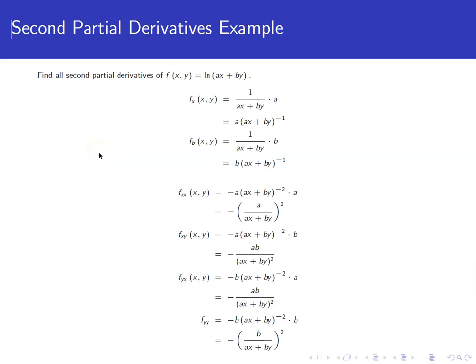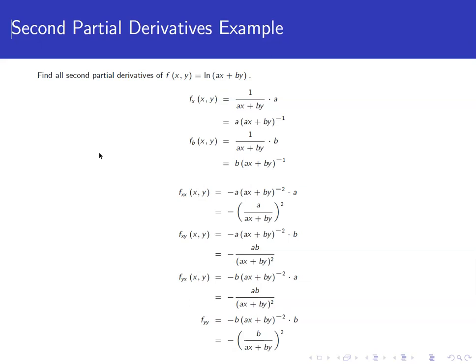In this video, we're going to look at an example of finding second partial derivatives. So we're given the function f of x, y equals natural log of ax plus by, and it asks us to find all second partial derivatives. Since we have a function of two variables, we would have two first partial derivatives. And then each of those is a function of two variables, so we end up with two second partial derivatives for each of those two partial derivatives, which means we're going to get four second partial derivatives.